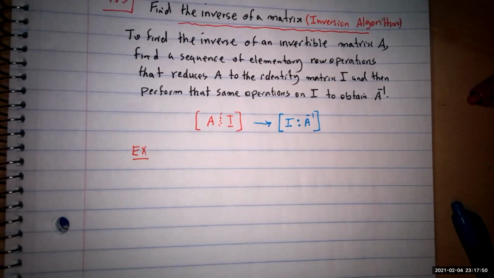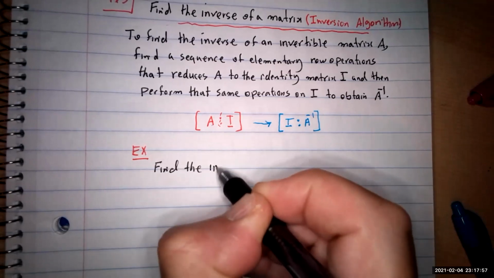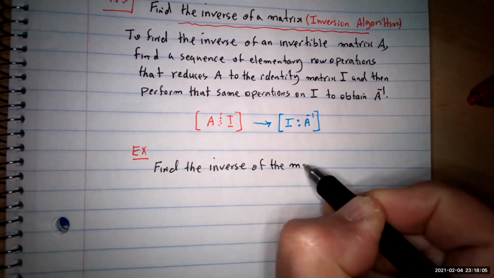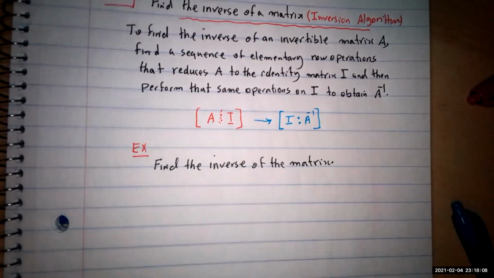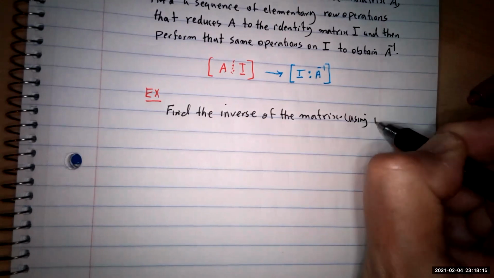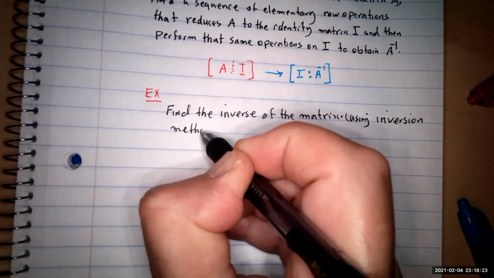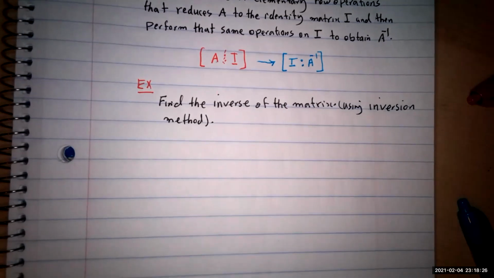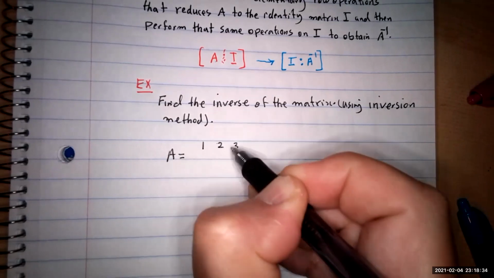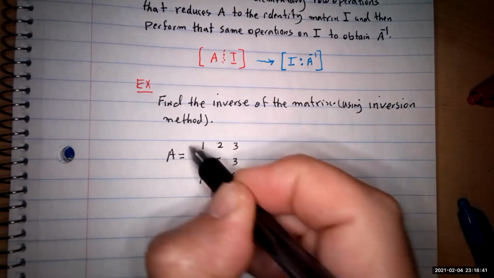Example: find the inverse of a matrix. We don't have to tell you a method because you don't have any other choice for the time being. If you like, I'm going to use the inversion method, but you don't have to be told. So the matrix is this one: 1, 2, 3; 2, 5, 3; 1, 0, 8.